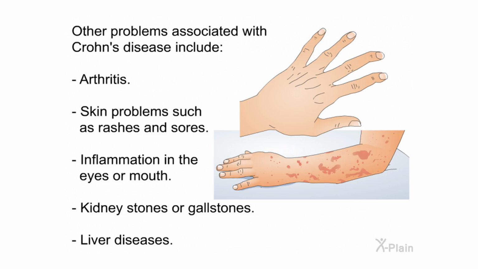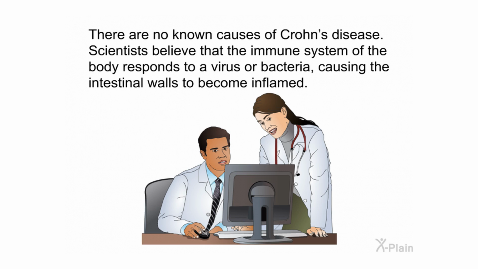Other problems associated with Crohn's disease include arthritis, skin problems such as rashes and sores, inflammation in the eyes or mouth, kidney stones or gallstones, liver diseases. There are no known causes of Crohn's disease. Scientists believe that the immune system of the body responds to a virus or bacteria, causing the intestinal walls to become inflamed.